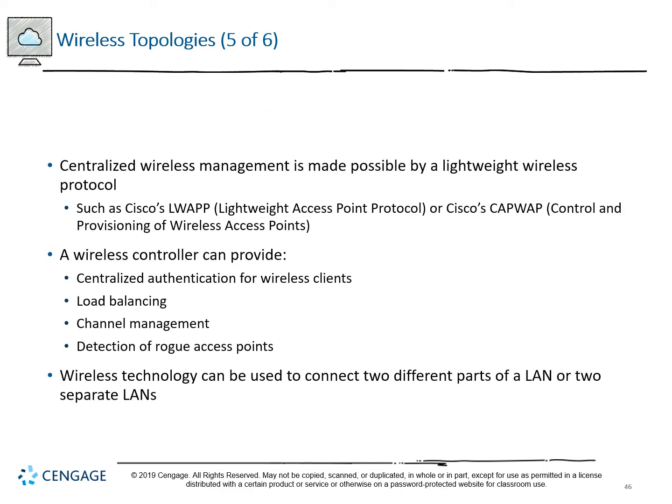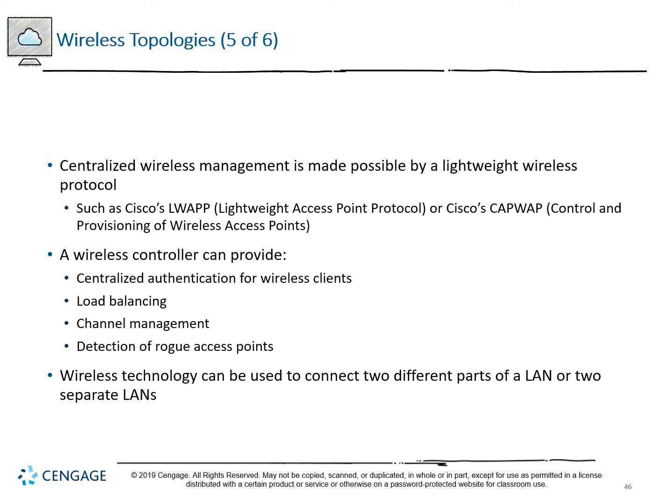Centralized wireless management is made possible by a lightweight wireless protocol. Cisco has a proprietary one called Lightweight Access Point Protocol, called LWAP, and then they also use one called CAPWAP, Control and Provisioning of Wireless Access Points. That's a bit more common. CAPWAP is the one that I've used most in my career.